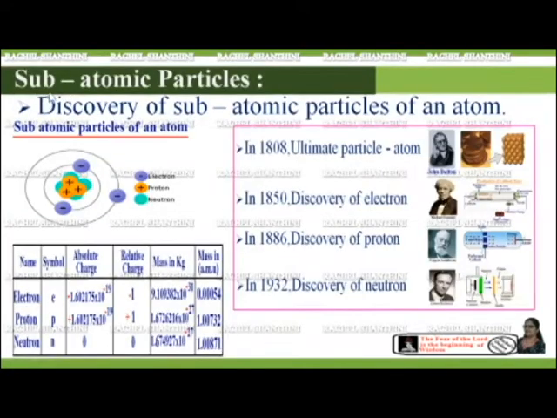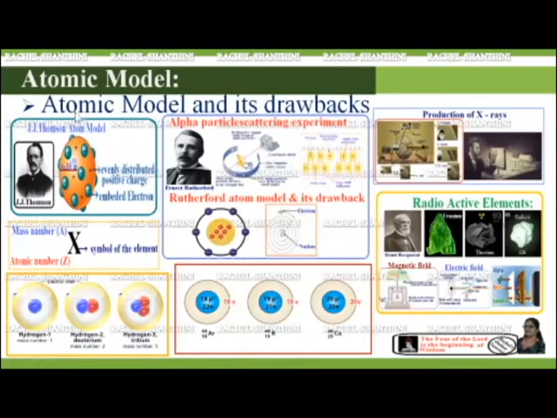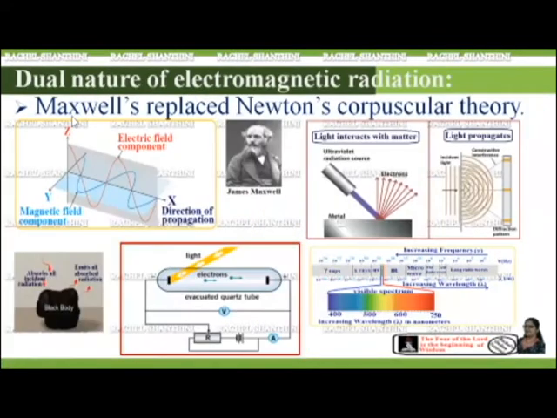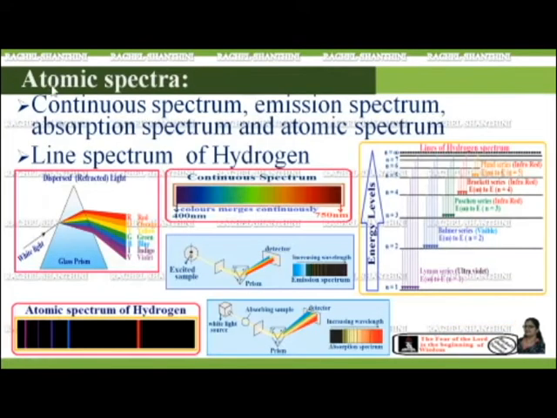In session 2.1, we have discussed subatomic particles and their classifications. In session 2.2, we have discussed the atomic models, that is J.J. Thomson atomic model, Rutherford atomic model and its drawbacks. In session 2.3, we have discussed the dual nature of electromagnetic radiation. In session 2.4, we have seen the continuous spectrum, emission spectrum, absorption spectrum, atomic spectrum, and line spectrum of hydrogen.